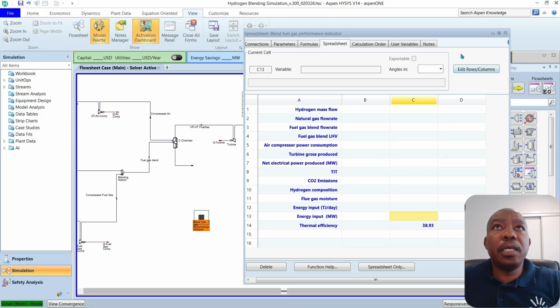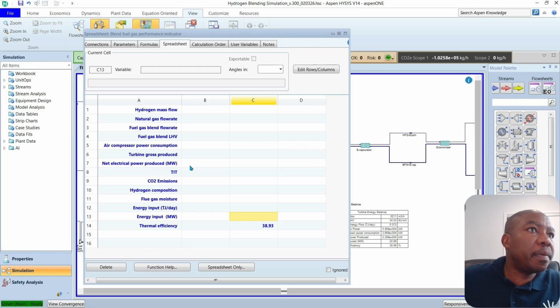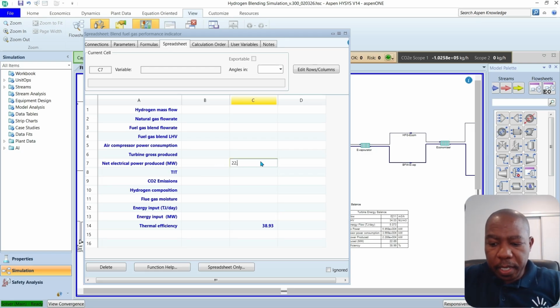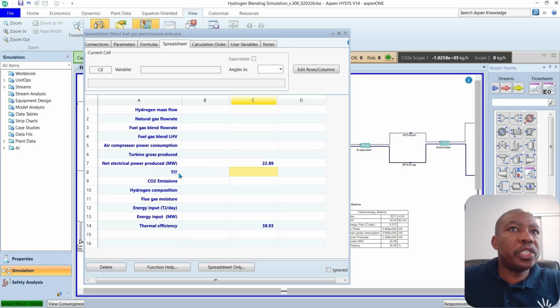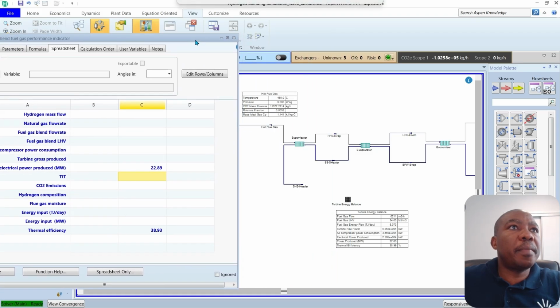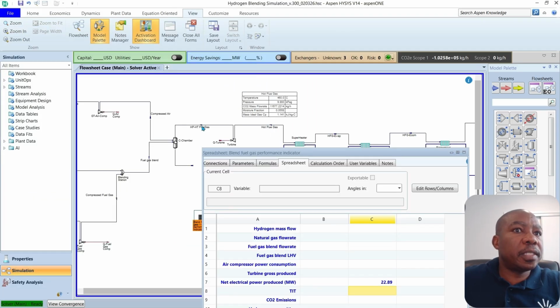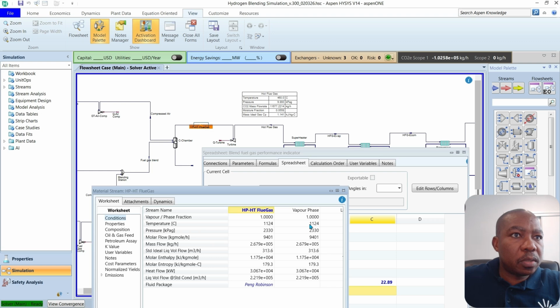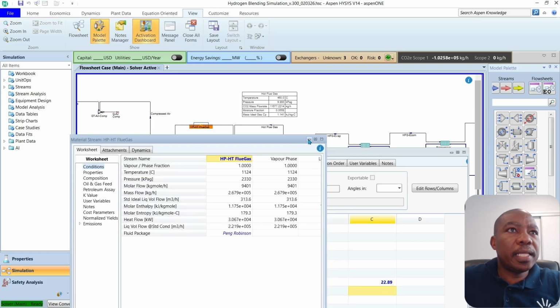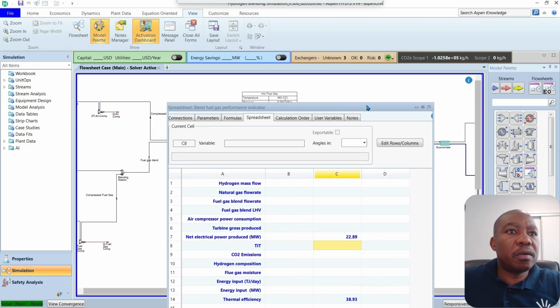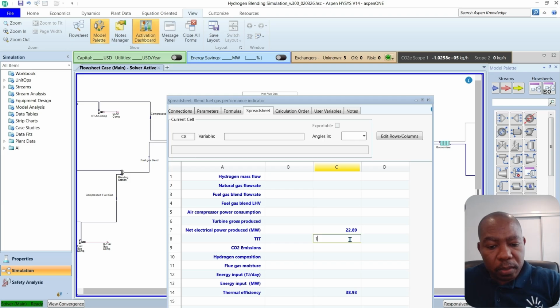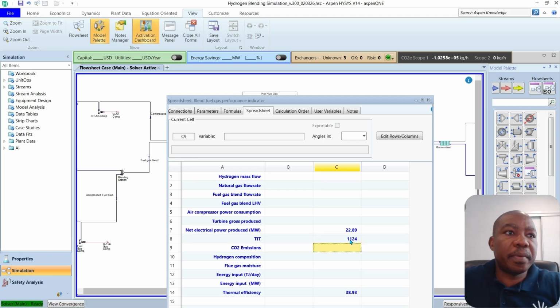38.93, and the turbine power produced, the net power produced, was 22.89, and the turbine inlet temperature. This is also important because this is what determines whether we are breaking the turbine or not in terms of the temperature. This temperature was 1121. So you can see the temperature coming out of the combustion chamber. It's 1124. I think that would be in the material limits of what those turbine blades can take. 1124. We don't want to exceed that temperature when we introduce hydrogen, because remember, hydrogen has got a higher adiabatic flame temperature.